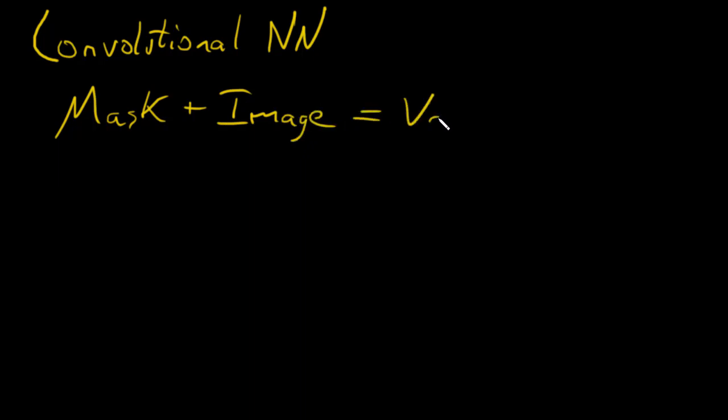And the reason they get their name is because what we're going to do is we're going to convolve a mask with some image. And if we do that, we'll get a set of values that we can then use to determine features of the image that we're convolving. So we're going to convolve these two and get some values for our neural network so it can use that for feature detection.